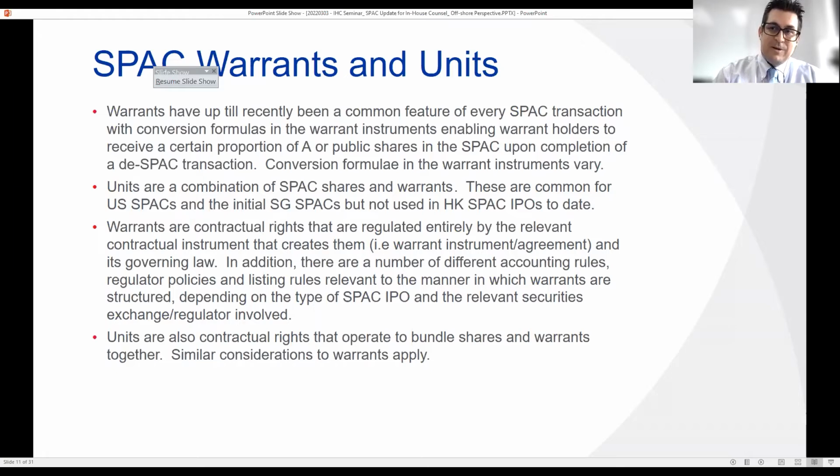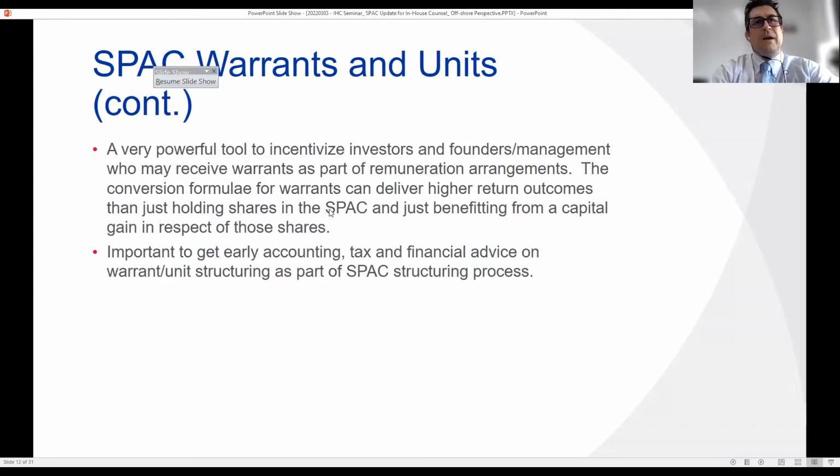So, for example, those management teams with a strong track record and a lot of investor interest in a SPAC IPO will be in a position to negotiate more favourable warrant terms than those SPAC promoters who maybe don't have the same pedigree. In terms of the way in which warrants and units are regulated and structured, there are a number of very specific, very, very technical, very complex rules that apply.